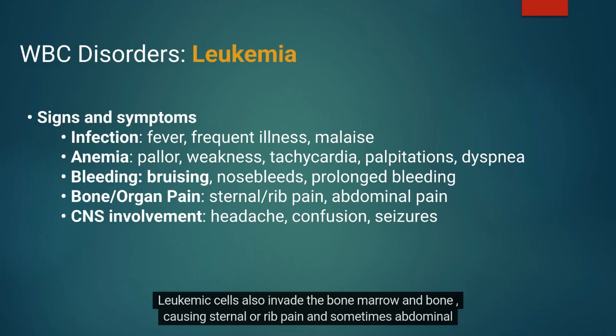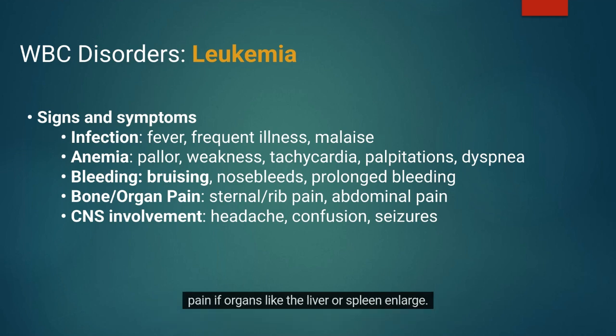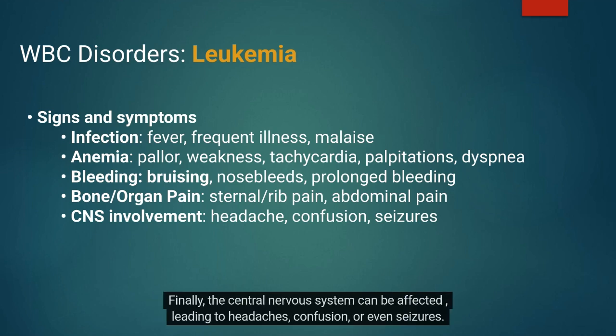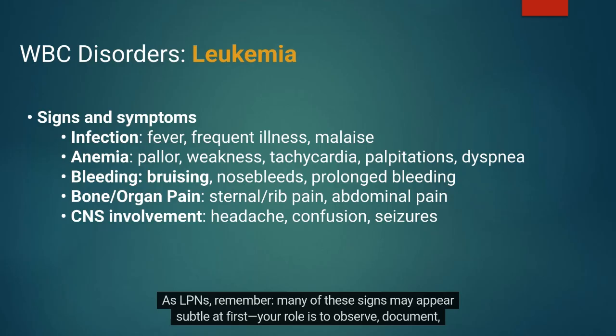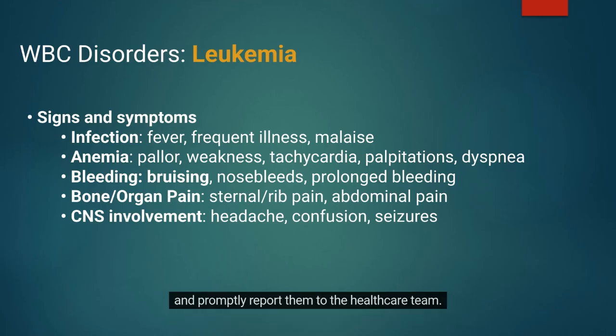Leukemic cells also invade the bone marrow and bone, causing sternal or rib pain and sometimes abdominal pain if organs like the liver or spleen enlarge. Finally, the central nervous system can be affected, leading to headaches, confusion, or even seizures. As LPNs, remember, many of these signs may appear subtle at first. Your role is to observe, document, and promptly report them to the healthcare team.